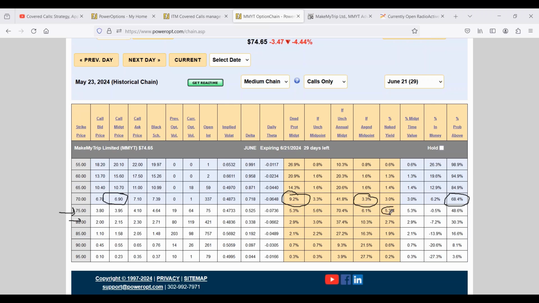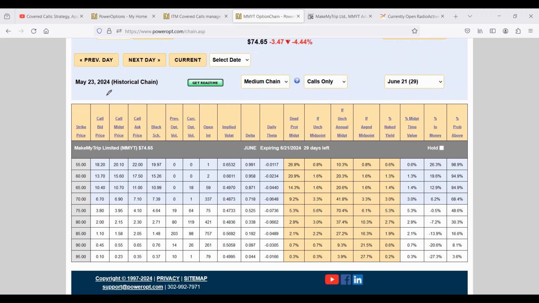Hey, we were looking at a 6.1% return if assigned with a 48% probability, but only a 5.3% downside protection. The 80 still offered 2.15 in premium. That's only a 2.9 or roughly a 3% downside protection. But if we let ourselves get assigned at 80, it'd be a 10.3% return. Because why? We'd get the additional $5.35 in intrinsic gain plus the 2.15. There's only a 30.3% probability. Now that the stock's at 79.65, I bet that probability is a little bit higher. But this is sort of the construct of the structure.